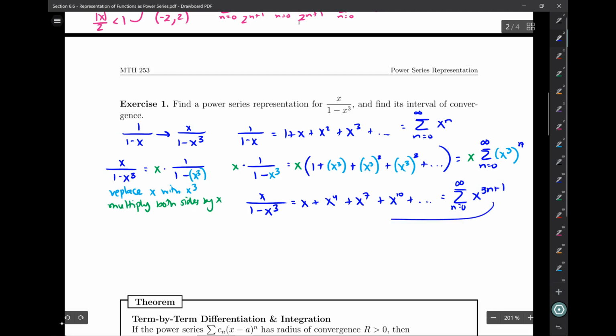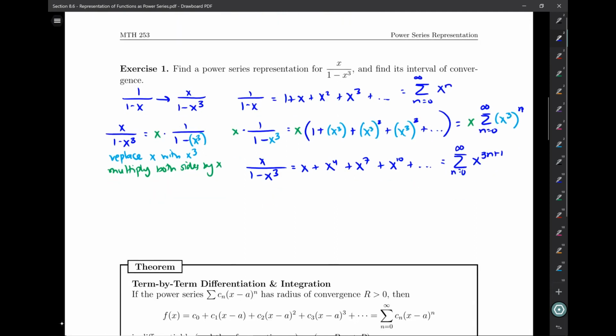Now you can always go back and make sure that this fits the pattern that you're seeing here. We see a 3n plus 1 exponent. So notice the 0th n is x to the 0 plus 1, which is x to the 1. Check. And then if I were to do n equals 1, I would have 4. N equals 2 would give me 7. N equals 3 would give me 10. So yep, that's looking good to me. Okay, so this is the power series representation for x divided by 1 minus x cubed.